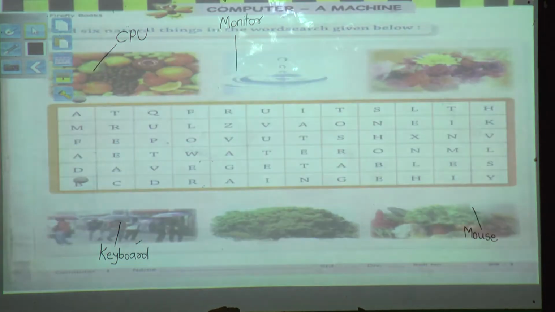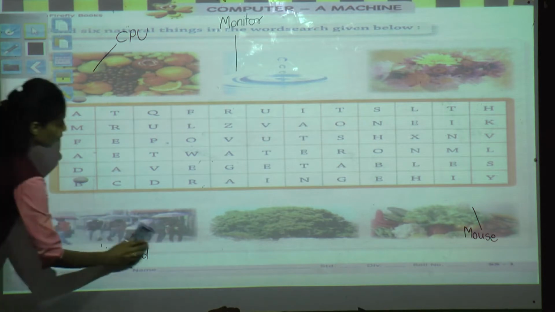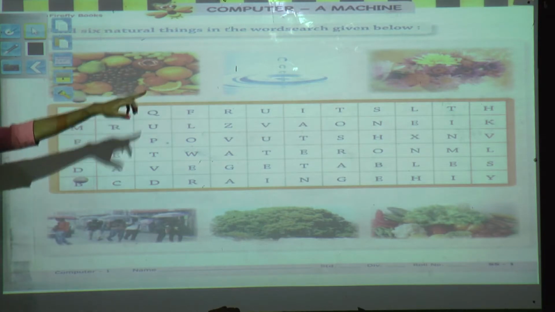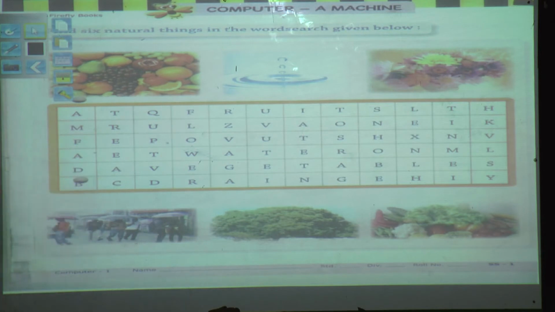Now we will see in your book, page number 1. What is the question there? Find 6 natural things in the word search given below. What is this? Word search means these are natural things. Who made the natural things? Good. God. God made the natural things. These are pictures of natural things, and we have to search the spelling of these natural things. Okay?